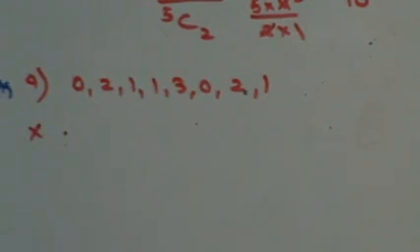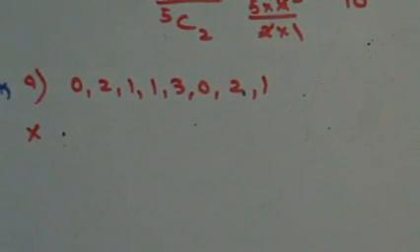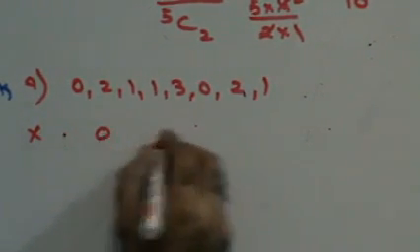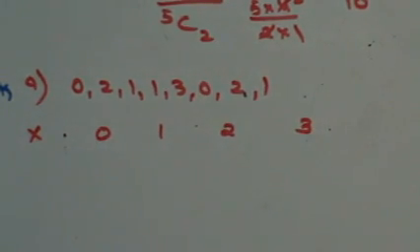X denotes the number of children in the family. Look at the data. What is the minimum number of children you can have? 0. What's the maximum number of children you can have? 3. So, what are the values? 0, 1, 2 and 3. You have to start from the minimum value and go to the maximum value.